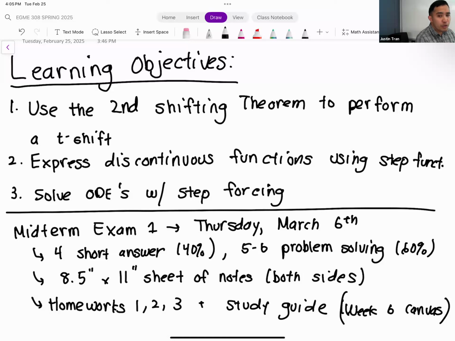The study guide is actually really useful for the conceptual questions. So for the 4 short answer questions, I would definitely check out the study guide, because it overviews all of the concepts that we've gone over. That's definitely a great resource for you to check out as well. Okay.